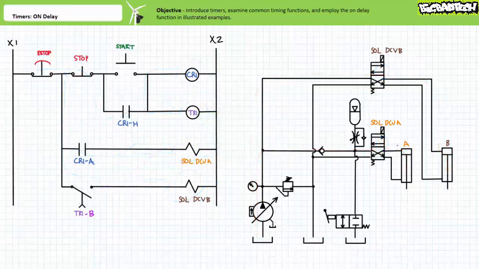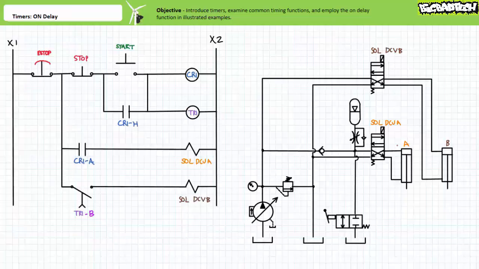If an operator were to press and release the stop button, both control relay CR1 and timer relay TR1 coils are de-energized and all associated contacts immediately return to their deactivated state. When CR1H opens up, it removes the holding circuit. When CR1A opens, it de-energizes solenoid A. When TR1B opens, it de-energizes solenoid B. Both spring offset directional control valves shift to the cross-connect position, and cylinders A and B retract. We've returned to the start state of our system.